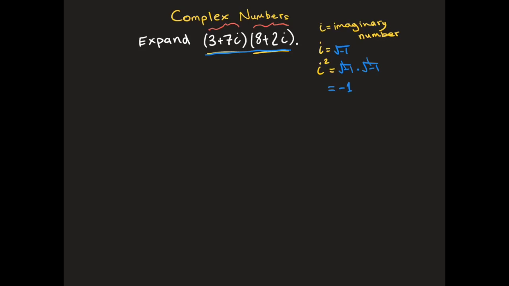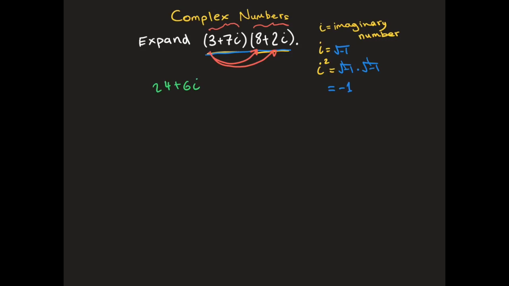So we'll do 3 times 8 as our first multiplication. So 3 times 8, 24. So now we have 24 here. Next, we have to do 3 times 2i right there. So we're just going to treat i as if it's x when expanding. So 3 times 2i is 6i, right? So plus 6i.